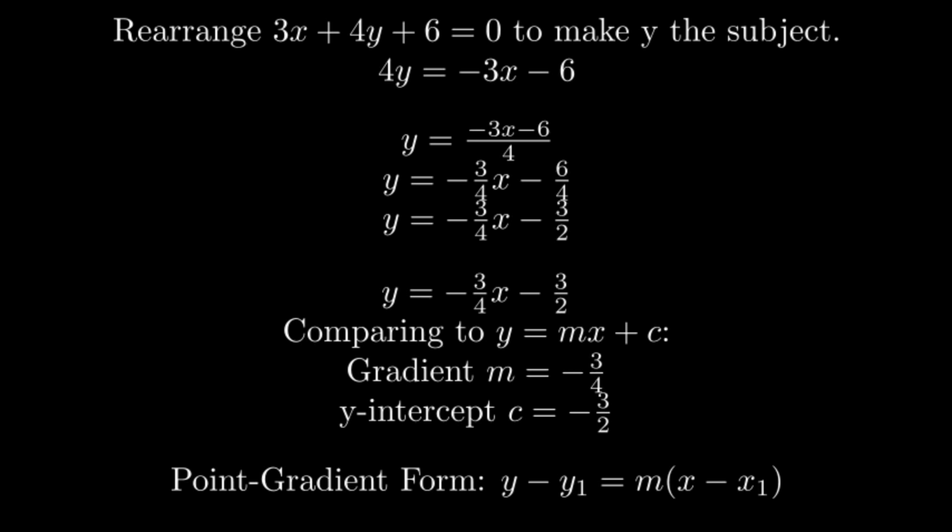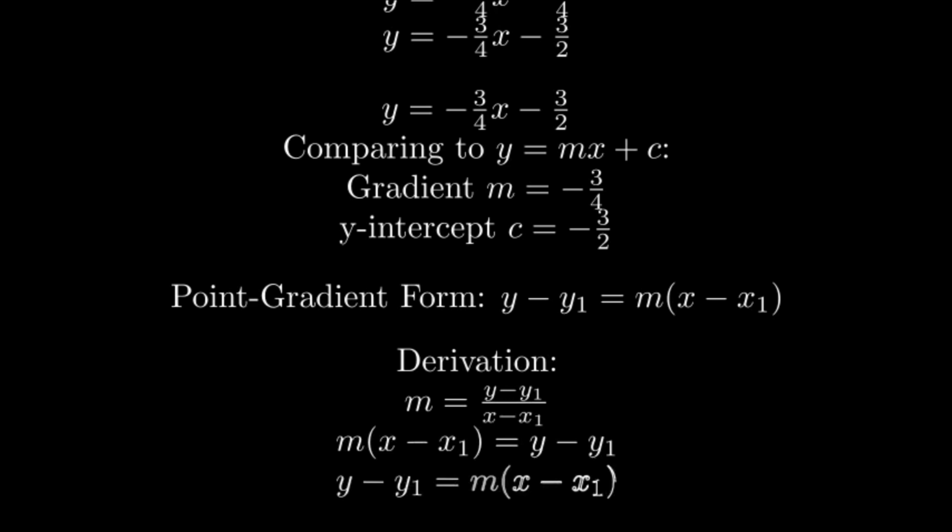If we have a known point x1, y1 and any other general point x, y on the line, the gradient is m equals y minus y1 over x minus x1. If we multiply both sides by x minus x1, we get the point gradient form. Let's see that again. We start with the definition of gradient between a specific point x1, y1 and a general point x, y. Multiplying both sides by the denominator gives us the point gradient form.